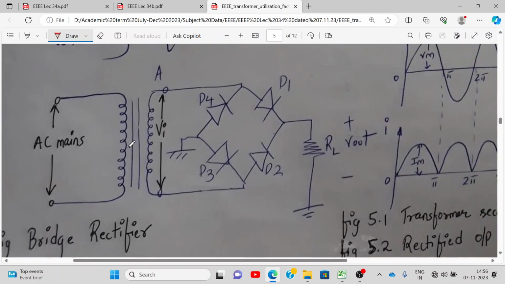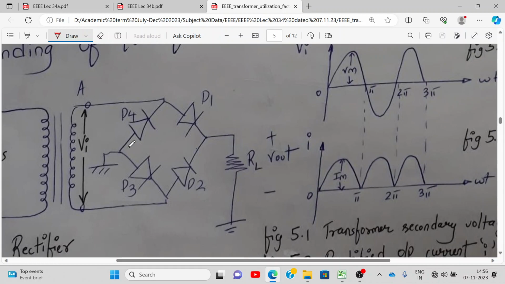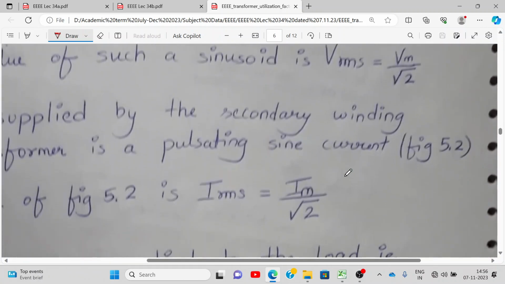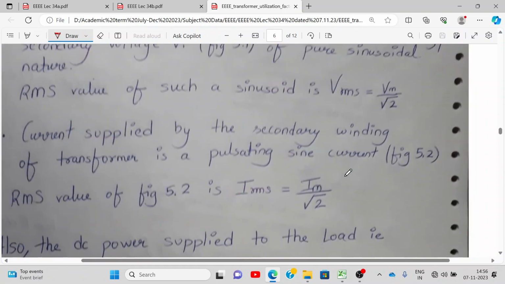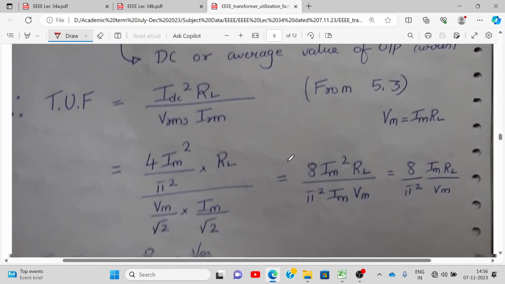VRMS कितना है? VM by root 2 or VM by 2? VM by root 2 because again it's an AC. What about current? IM by root 2 because that is the IRMS. IRMS is this way, right? So only that much difference is there. VRMS is VM by root 2, IRMS is IM by root 2. So you substitute everything, rest everything is same.